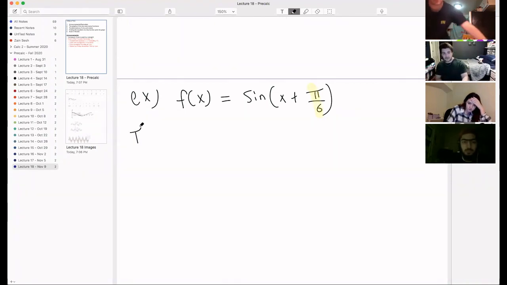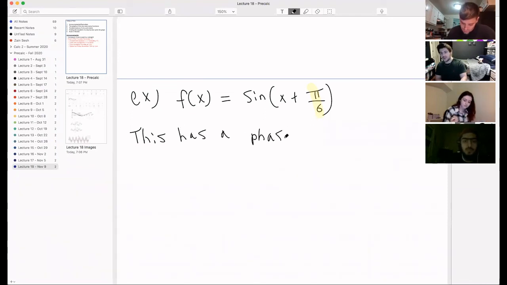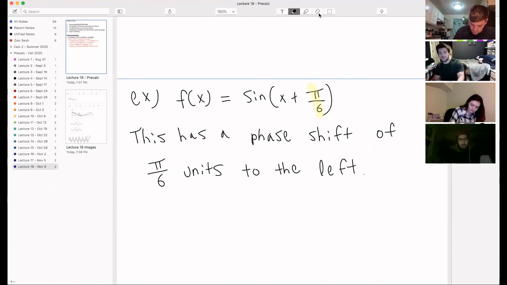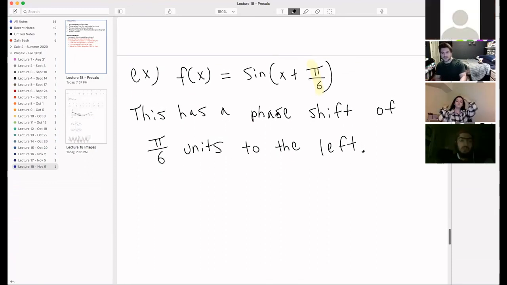So now we call it a phase shift of pi over 6 units. Is it to the left or to the right? If we're talking about horizontal shifts, a plus means we go to the left. So it's pi over 6 units to the left. Really what I'm trying to illustrate here is this new terminology of phase shift.